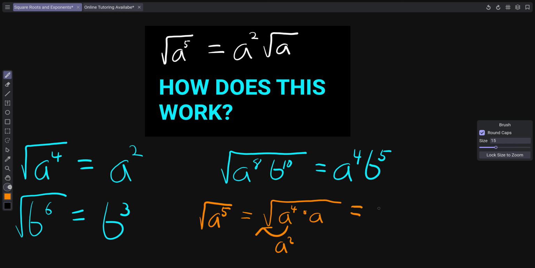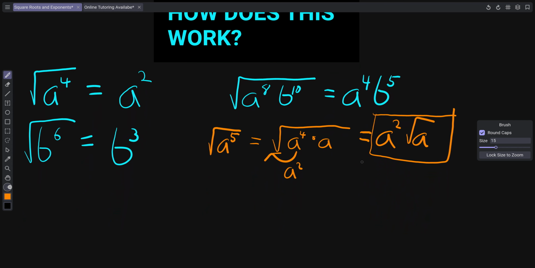And then finally, we are left with a to the 2nd root a. This doesn't change because we can't really divide 1 by 2 without creating a remainder or a fraction or a decimal. We kind of just leave it in the radical, and this would be our final answer. Let's look at a few more examples in this video.